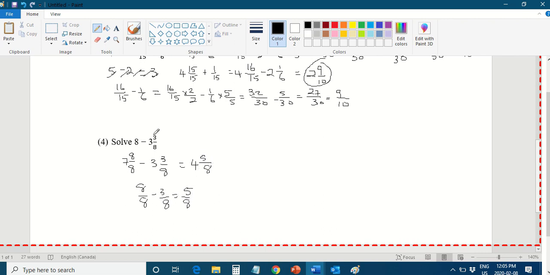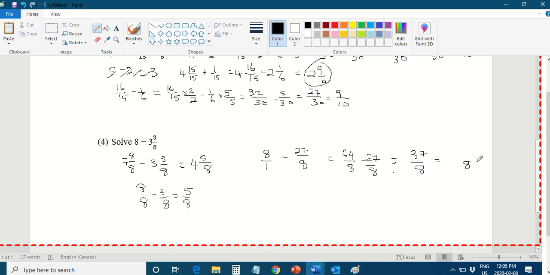If you were to do it the other way I was showing you, you can keep 8 as it is. It's 8 over 1. Convert this into improper fraction: 8 times 3, 24, plus 3, 27 over 8. Now 8 over 8, multiply numerator and denominator both with 8. We get 64 over 8. Subtract 27 over 8. 64 subtract 27 will give us 37. So we will get 37 over 8.